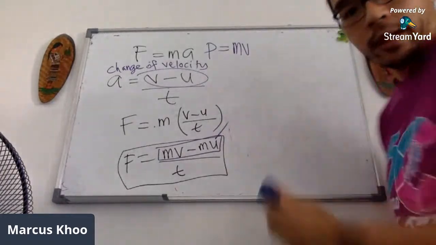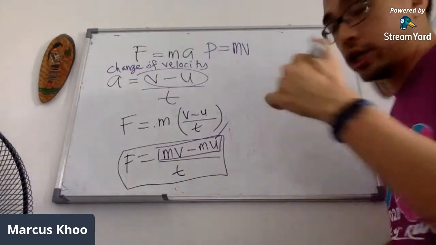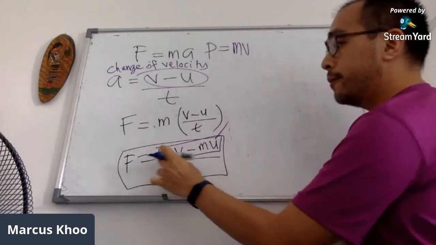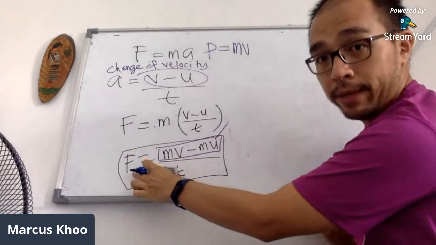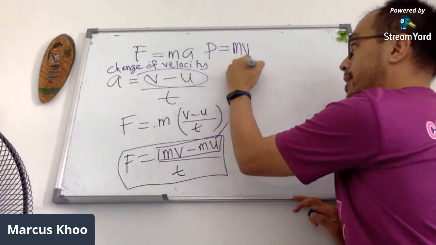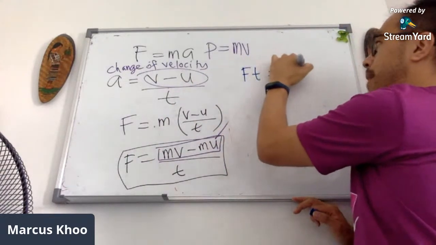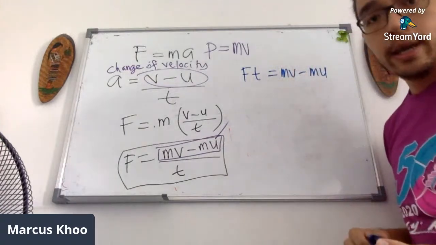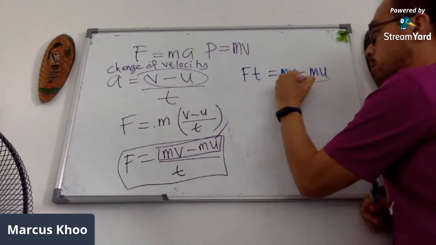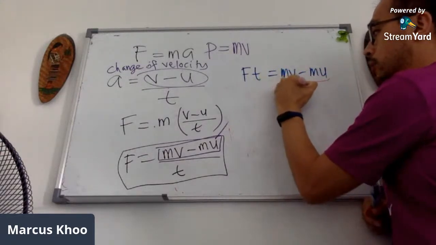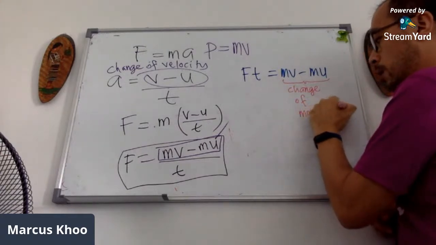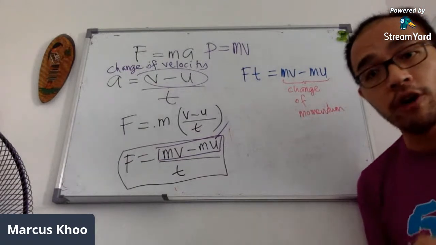Okay, so change of momentum, I can change color to blue. If the rate of change of momentum is the impulsive force, let's bring up the t to the other side. So Ft equals mv minus mu. And I've already said that mv minus mu is known as the change of momentum.